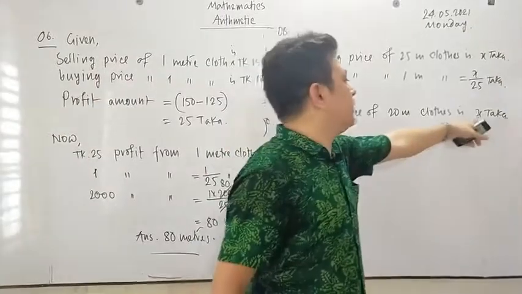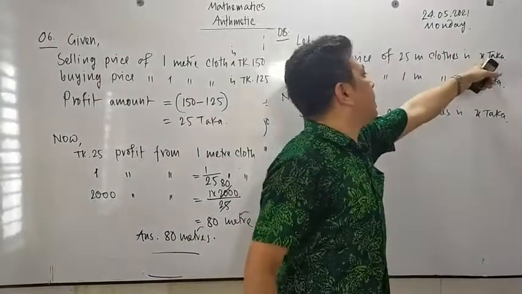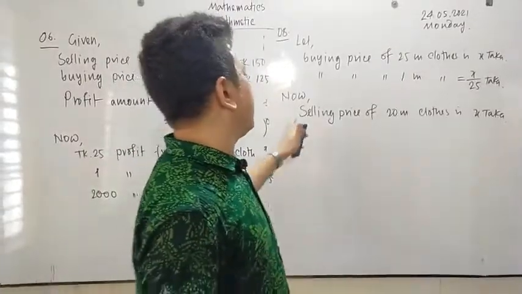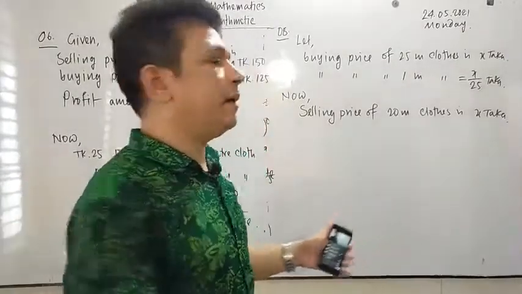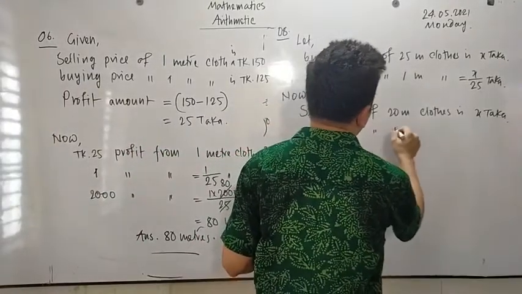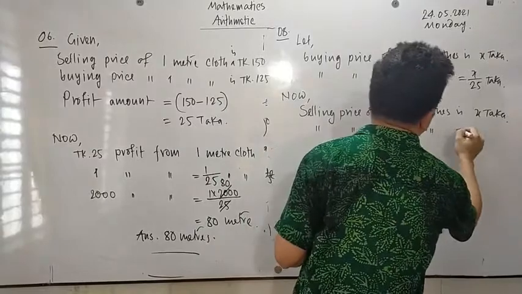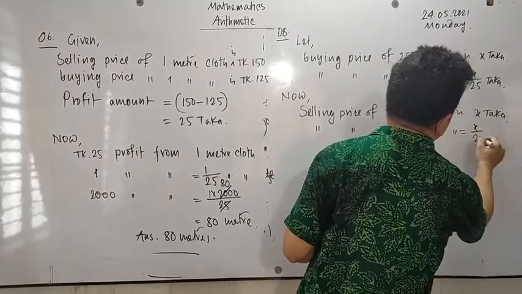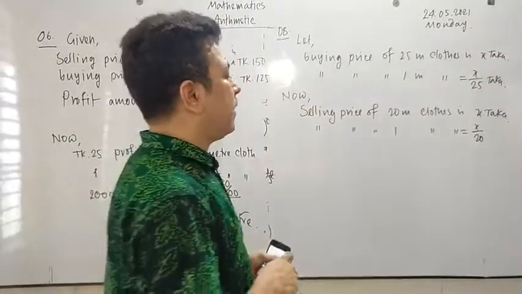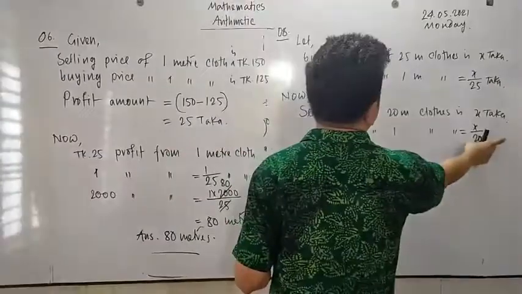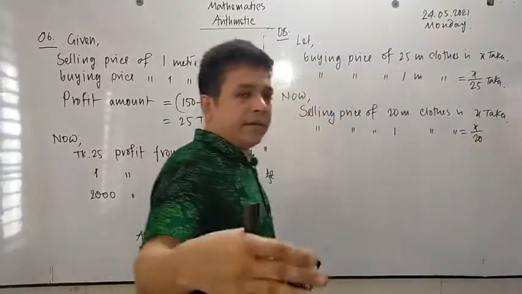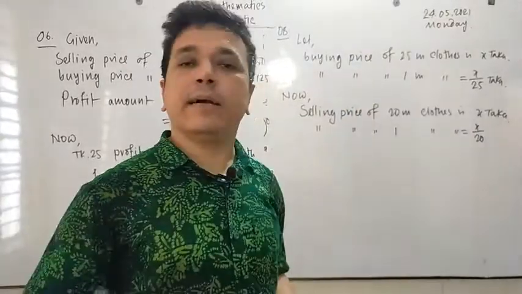So we can write X here, because let X taka be the buying price of 25 meters of cloth. So we can say X taka is the same as the selling price of 20 meters. So the selling price of 1 meter of cloth is X divided by 20 taka. So this is the unit selling price. So look, the selling price is X divided by 20, and the buying price is X divided by 25.